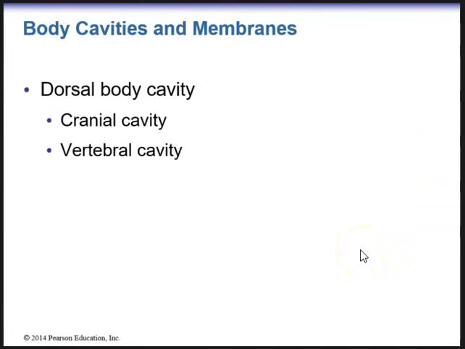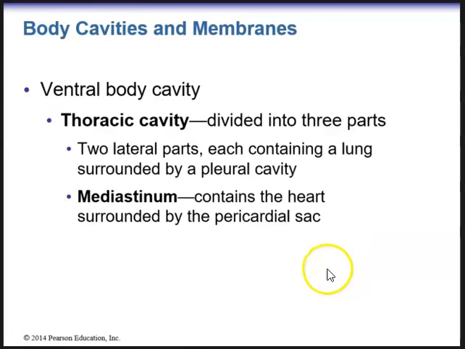So the body is made up of different body cavities and membranes. The first body cavity we talk about is the dorsal body cavity. The dorsal body cavity is made up of a cranial cavity as well as a vertebral cavity. And we'll see pictures of this in just a little bit. So opposite dorsal is ventral, toward the front. The ventral body cavity is then made up of the thoracic cavity, which will be divided into 3 parts.